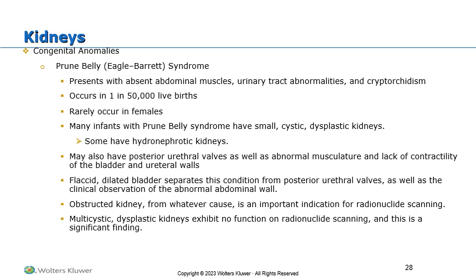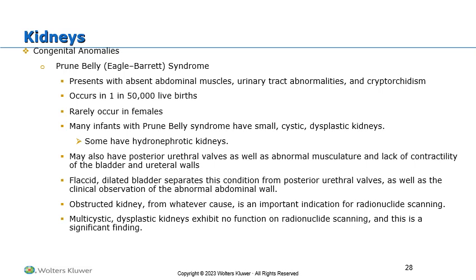Okay, now prune belly syndrome, also known as Eagle-Barrett syndrome, is very closely associated with posterior urethral valves, but not quite exactly the same thing. A patient with prune belly syndrome often has posterior urethral valves. However, they also have absent abdominal muscles. So it's not just the posterior urethral valves causing that bladder to become big and distend the abdomen and make their abdomen look soft and prune belly-like.